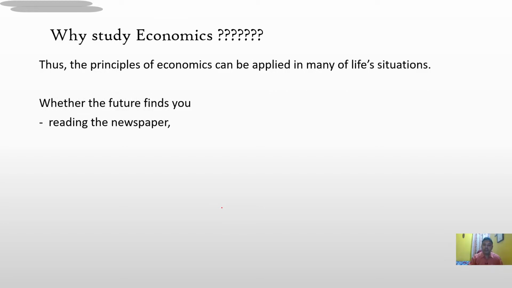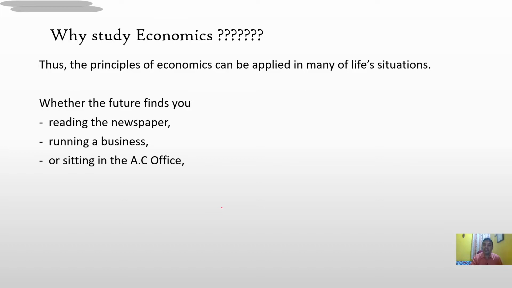reading the newspaper. There, if you have studied economics, it will help you. Running a business, if you have become an entrepreneur, there economics helps you. Or if you are sitting in some AC office, you have become a big officer, even there economics will help you. So economics is all around us and it is applied in our day-to-day life. So in any sphere of your life, this will be helpful to you.